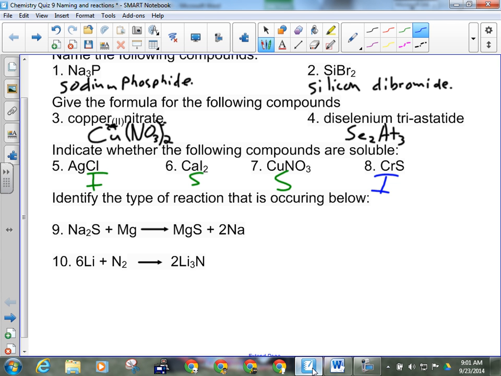And then identify the type of reaction that is occurring. All right, we've got an ionic compound reacting with an element to form a new ionic compound and a different element. What kind of reaction is that, Stephen? Single replacement. 1 mark for single replacement. Okay, and on the bottom one there, we've got an element reacting with an element to form a compound. What would that be? Synthesis.